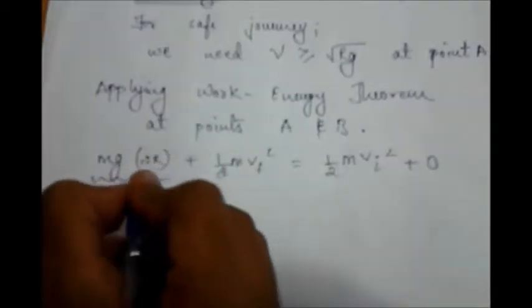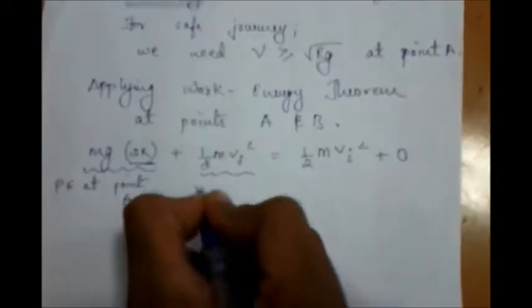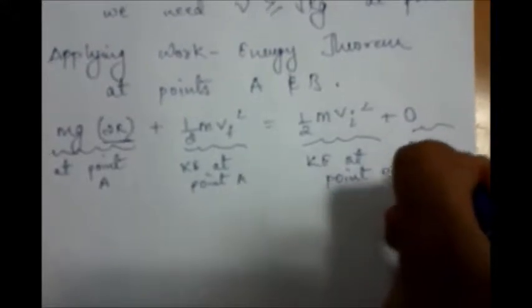So the potential energy at point A would be mg into h, where h is 2r. So this is the potential energy at point A. This is the kinetic energy at point A. This is the KE at point B. This is the potential energy at point B.